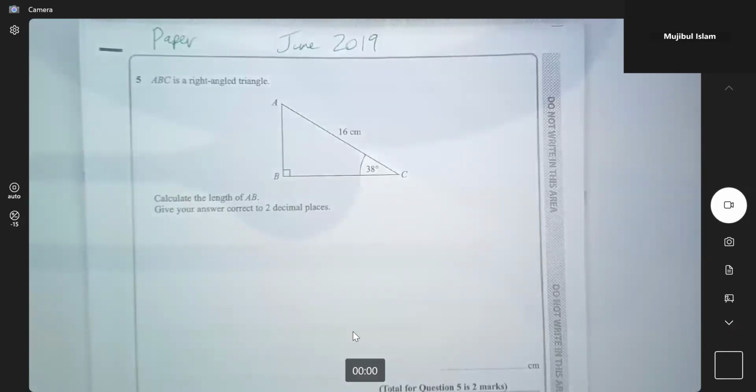So the next question is June 2019. Oh, there's no paper there. So what year is that? I don't know actually. I'm not going to spend time trying to find this paper. So have a go on this one. The time is 10:45.